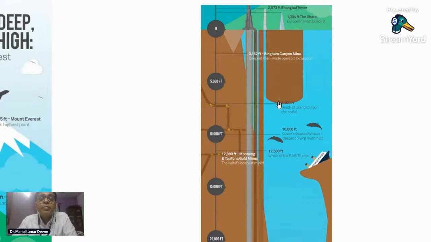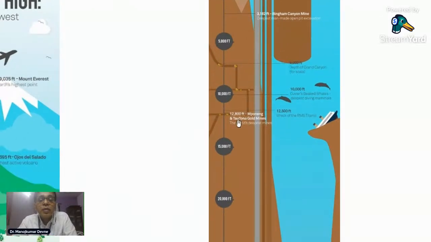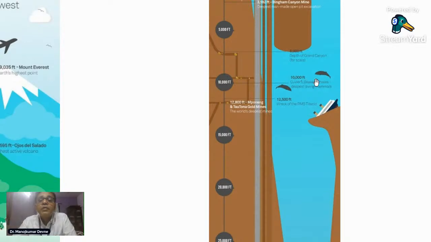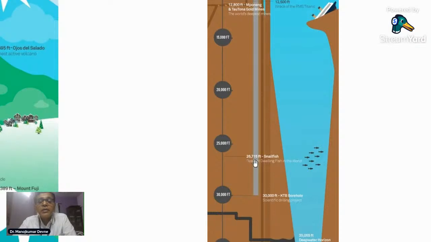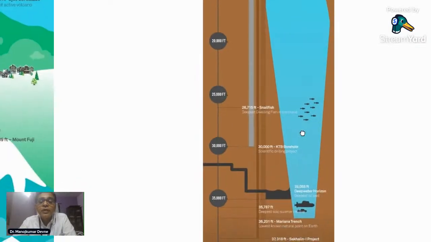the deepest of the mines as far as open pit is concerned. We spoke about the Tuatona gold mines in South Africa. And then, of course, this height to which this is the Grand Canyon for scale for us. And this is the depth to which whales can go. This is where Titanic is resting presently, and we go further down. We already said snailfish are found dwelling all the way to this depth beyond 25,000 feet.